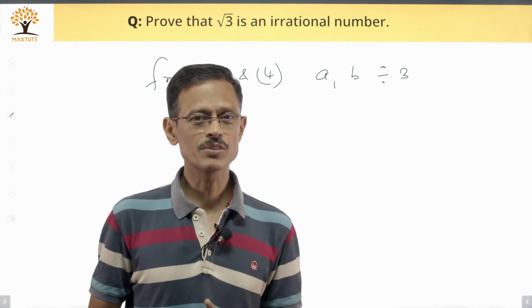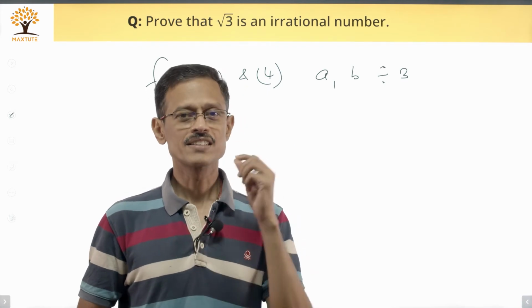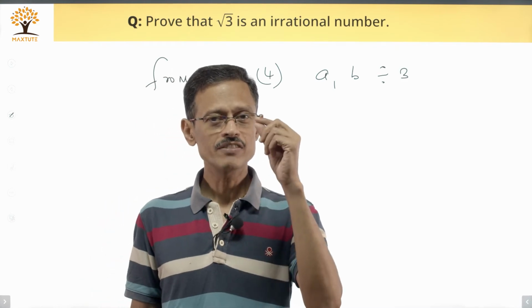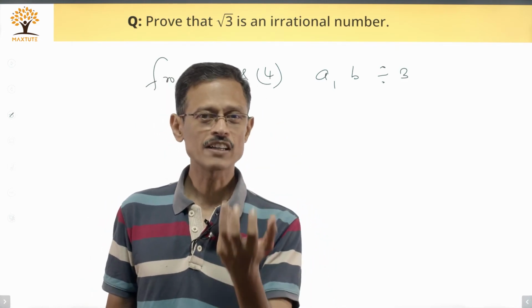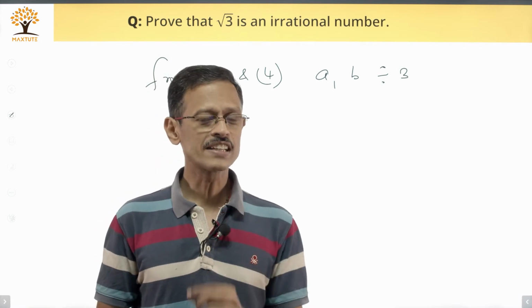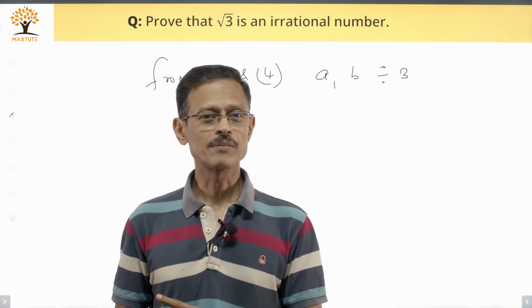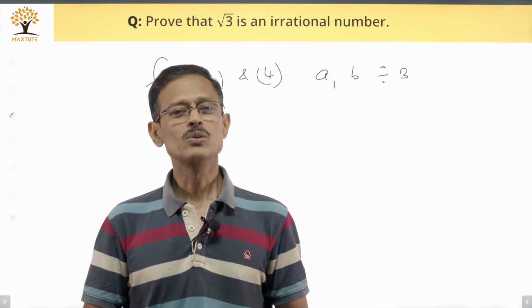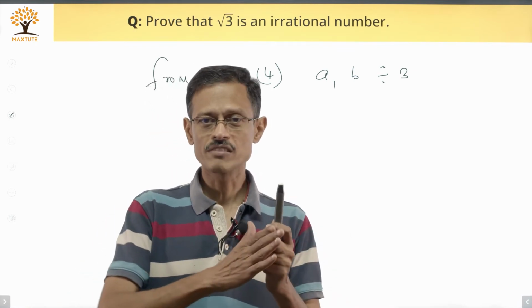What was our initial assumption? Our initial assumption is that a and b are co-prime. What we have ended up getting is that a and b have 3 as a factor. They have 1 as a factor, obviously, and they have 3 as a factor, which means they are not co-prime. Why is this contradiction happening? This contradiction is happening because of our incorrect assumption that root 3 is rational. Root 3 therefore is irrational. So this is the way to go about it.